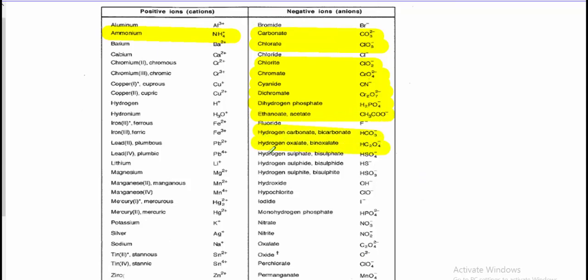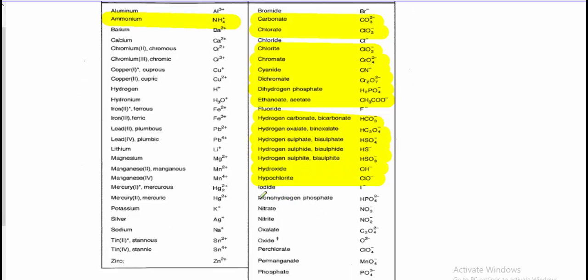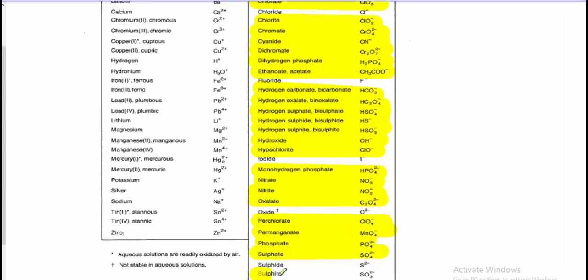Essentially, it's anything here that has more than one element present. Hydroxide is a really common one. Monohydrogen phosphate, nitrate and nitrite, oxalate, perchlorate, and finally sulfite and thiocyanate at the bottom.